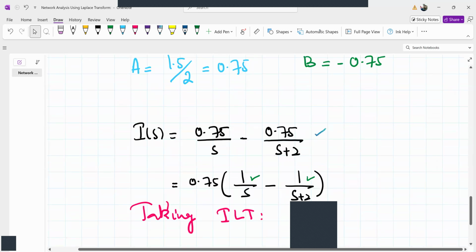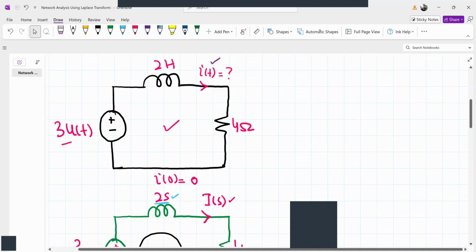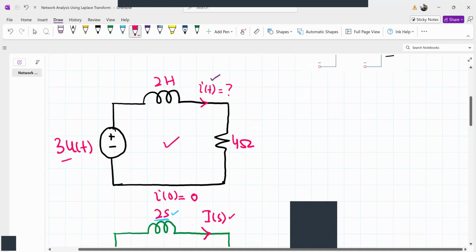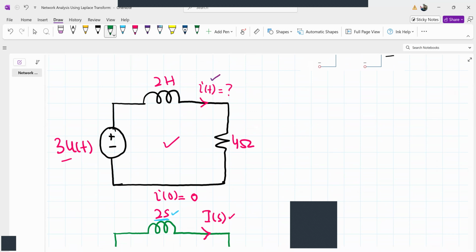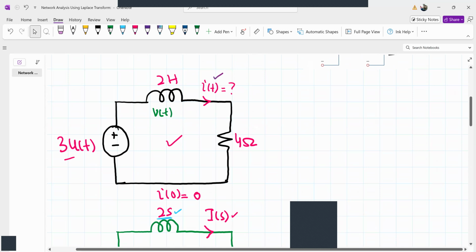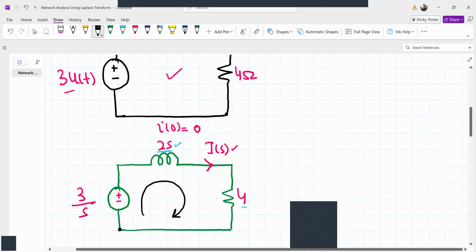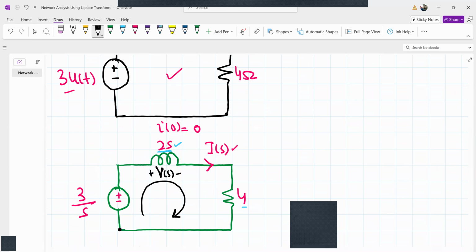Suppose similarly, we needed to find the voltage across the inductor here. Suppose our goal is now to find the voltage across this inductor, the voltage V of t. If I write the equivalent of voltage V of t, I can write it as V of s.